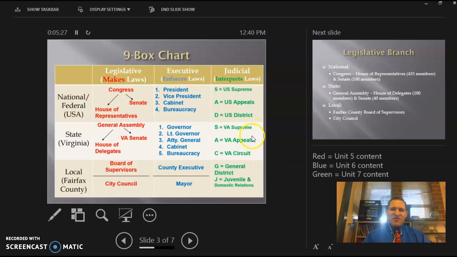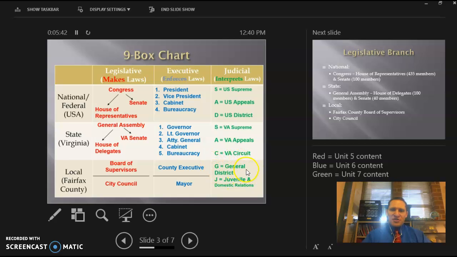But these are the 5 courts at the state and local level, which are kind of combined in one court system. You have Virginia Supreme, Appeals, Circuit. This is going to hear felony cases the first time, or appeals from the General District Court. General District Court is like your traffic court or your misdemeanors.